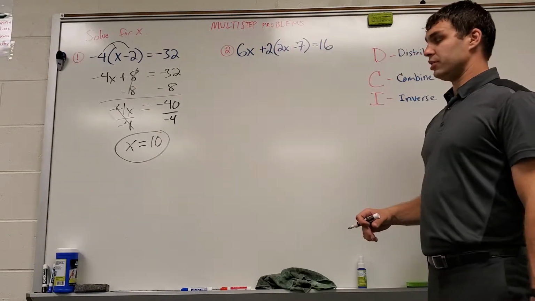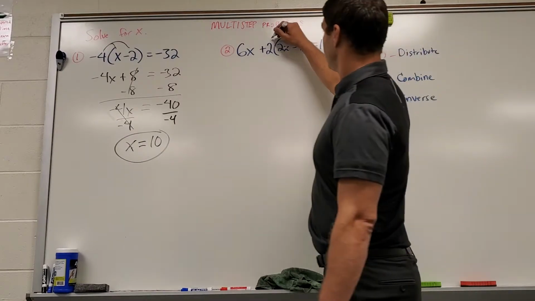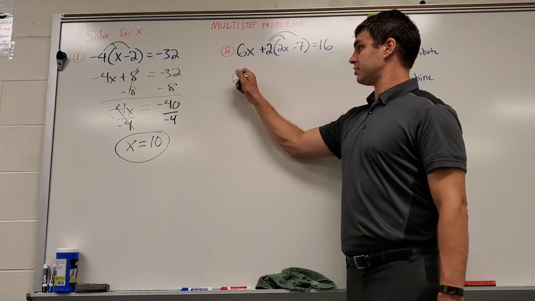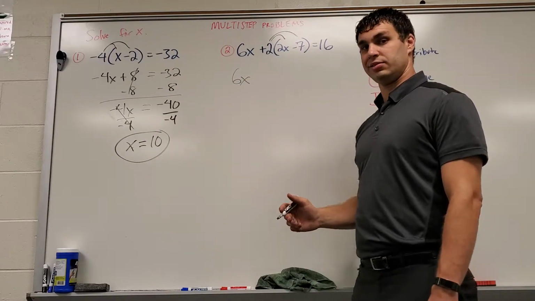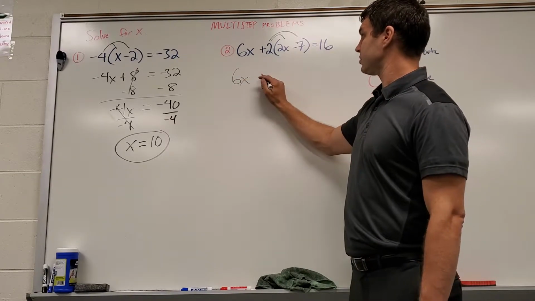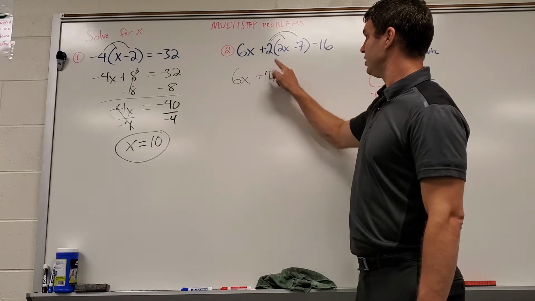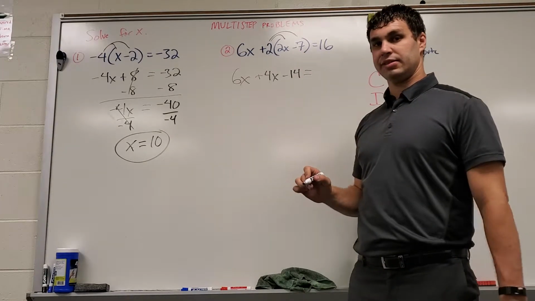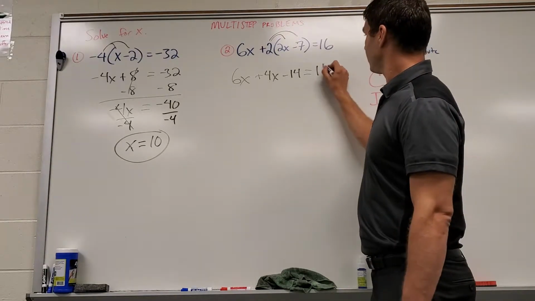In the second problem, I also have to distribute. Now, I'm only going to distribute the 2. I'm going to just leave the 6x out front for now. When I distribute the 2, I get 4x, so positive 4x, and then -14. And that equals the other side of 16.